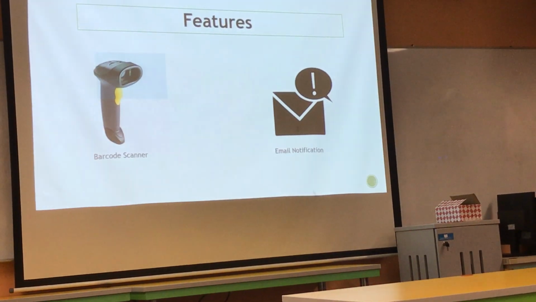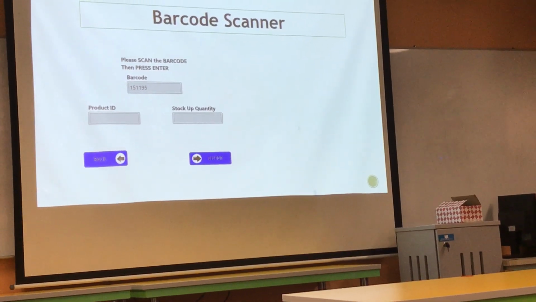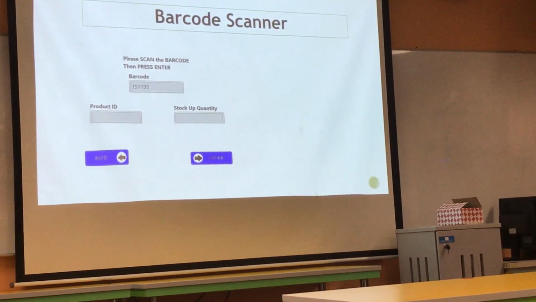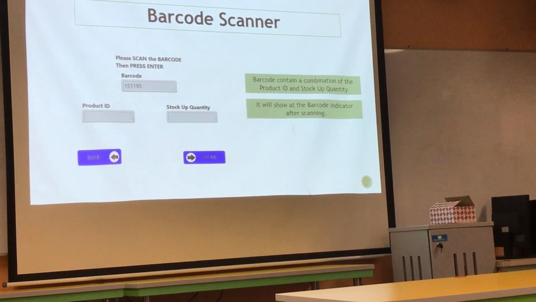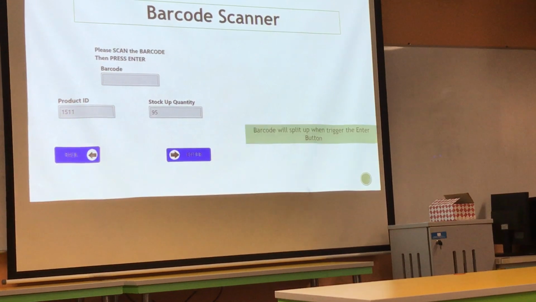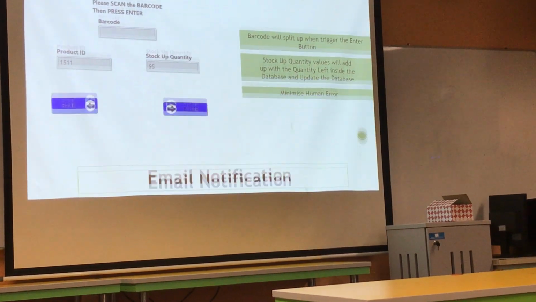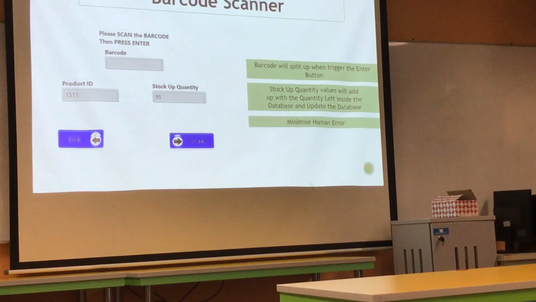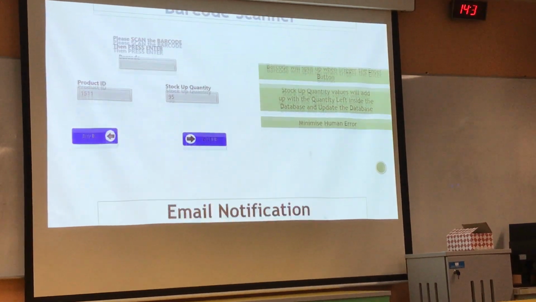So the features are the barcode scanner and email notification. The barcode scanner is to stock up. After they scan the barcode, it will appear in the barcode scanner field. Once the user presses enter, it will split up into product ID and stock up quantity, and we update the database. It will also minimize human error when they are typing the product ID or the stock up quantity.